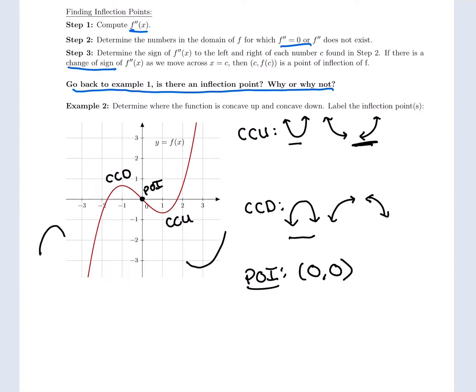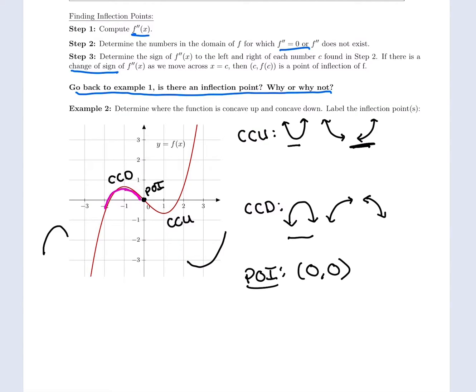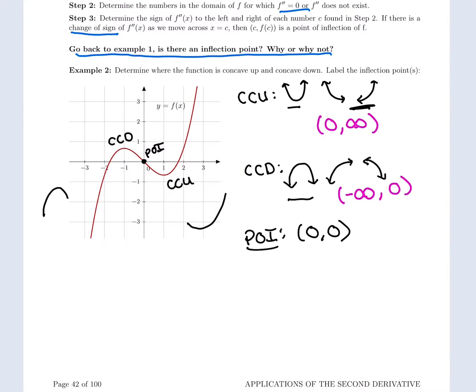And concavity is only going to change at inflection points, just like increasing and decreasing only changed at critical numbers. So before 0, I'm downward. So I'm going to write that interval of concave down as being negative infinity to 0. Before my inflection point, I'm concave down, and after my inflection point, I'm concave up: 0 to infinity. Pretty difficult to spot at first, so let's do another graph.